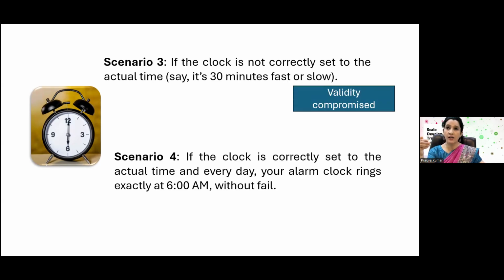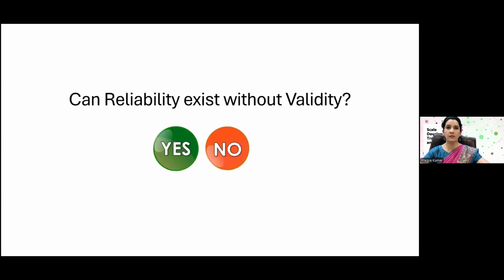And if the clock is correctly set to the actual time every day, and your alarm clock rings exactly at 6 a.m. without fail, what will you say? You say that it is reliable as well as valid. So this is a question for all of you. Can reliability exist without validity? Yes, because you can get the same time every day, but it may not be the true time.